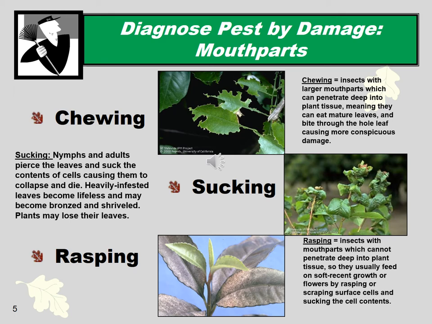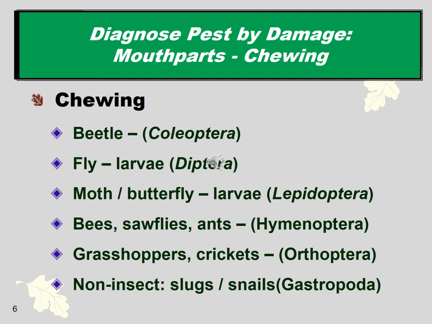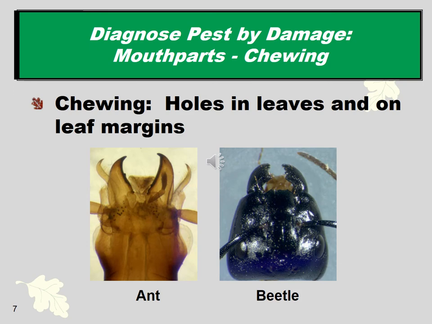Here's a short list of the major chewing insect pests. And this is a close-up of the mouth parts of a couple of the chewing insect pests, beetles and ants, showing you that they do have these mouth parts, these mandibles that really can pierce and chew and rip off pieces of leaves. They're strong, as opposed to other insects like aphids, which could not do this. They do not have that type of biting mouth part.